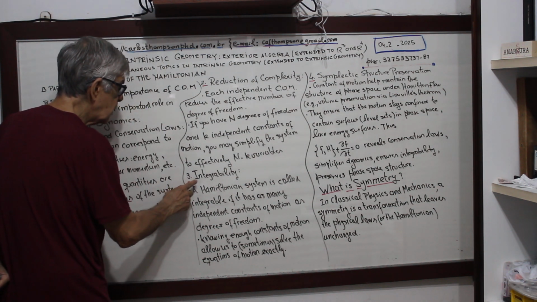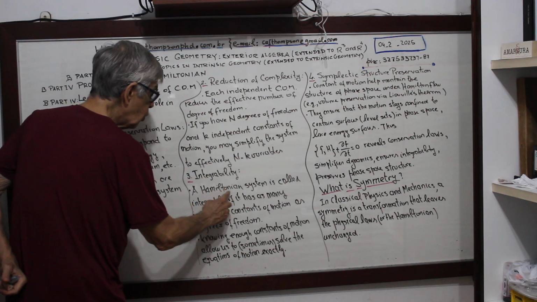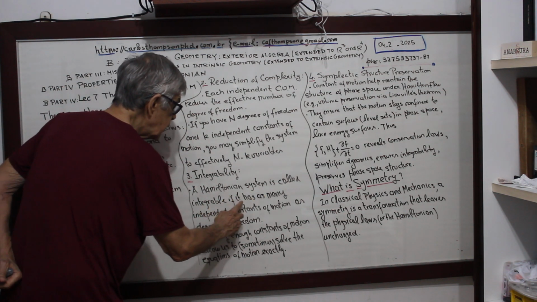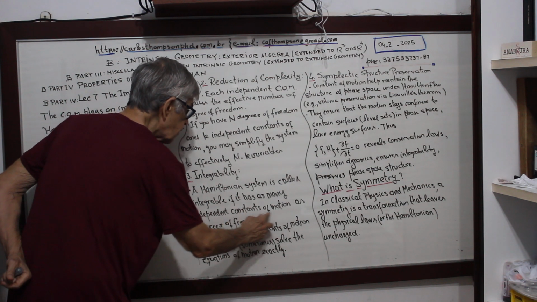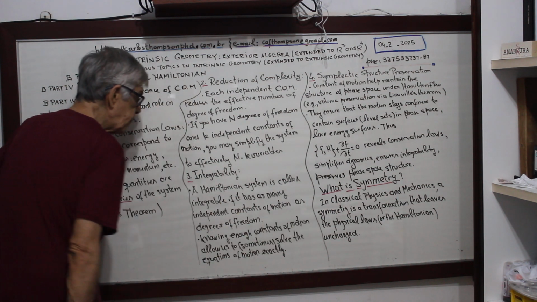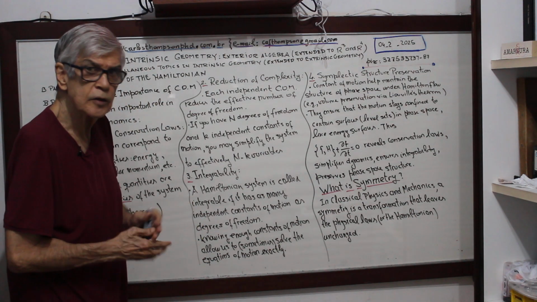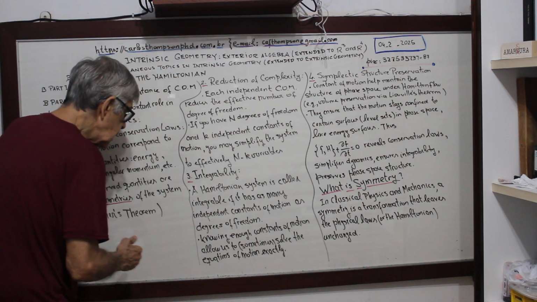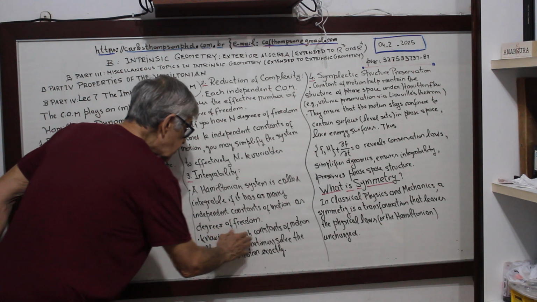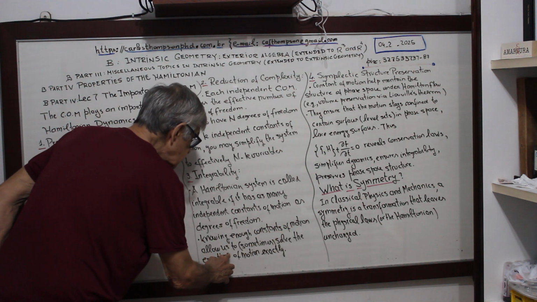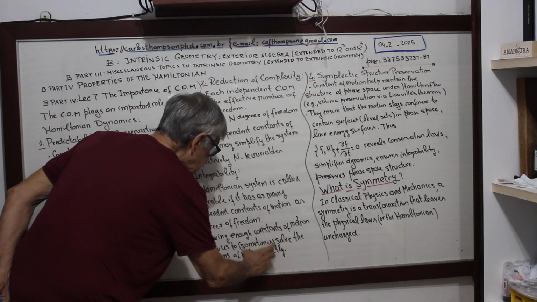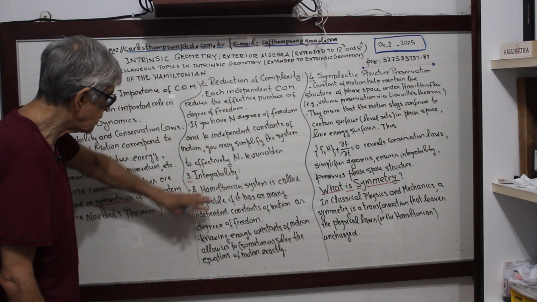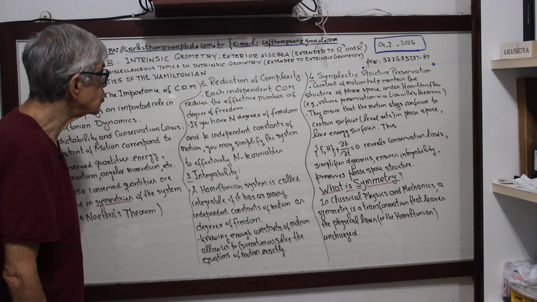Now, number 3, integrability. A Hamiltonian system is called integrable if it has as many independent constants of motion as degrees of freedom. So, constants of motion and degrees of freedom are close together. Knowing enough constants of motion allows us, sometimes, not always, to solve the equations of motion exactly. You see, that's the importance of the constant of motion.